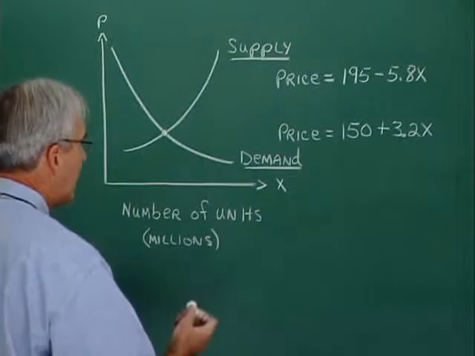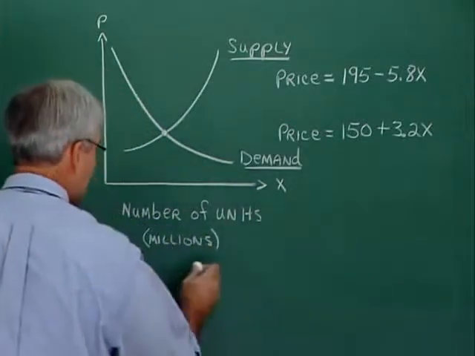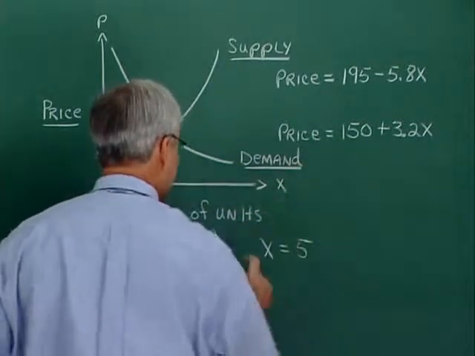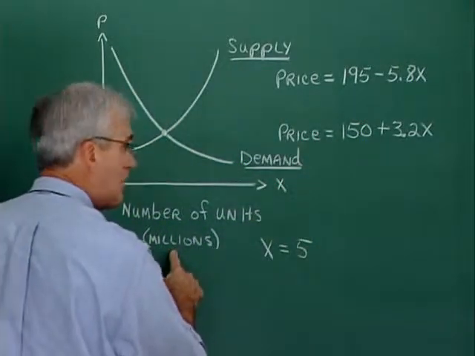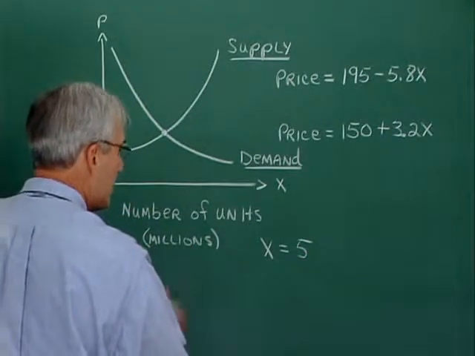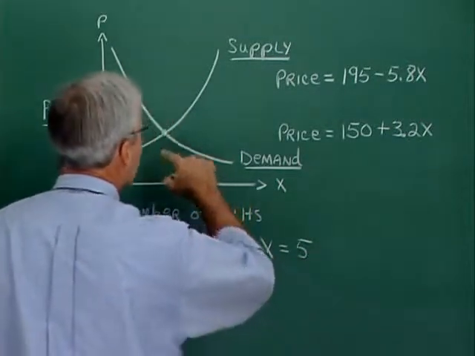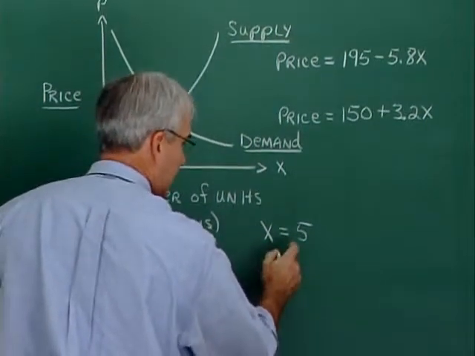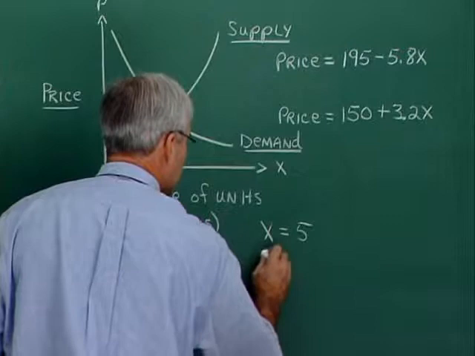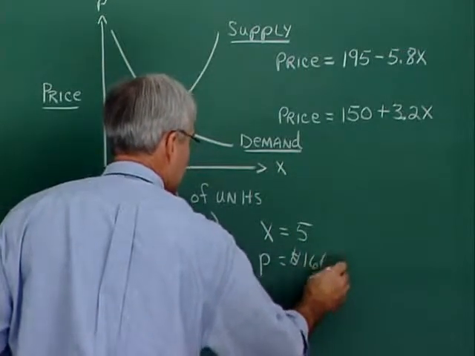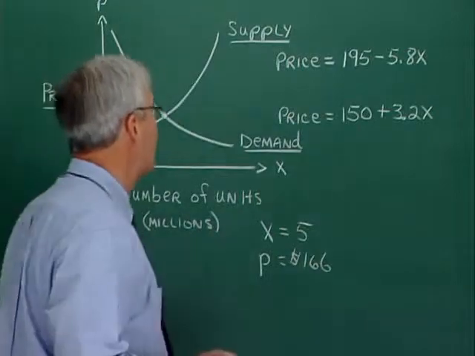And it turns out that the number of units, x, is 5 for these two. And remember, that's in millions, so it's 5 million units that would give us a point of equilibrium. And it turns out that the price for 5 million units is $160. Excuse me, $166. So there's our point of equilibrium.